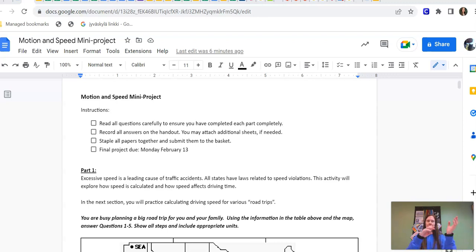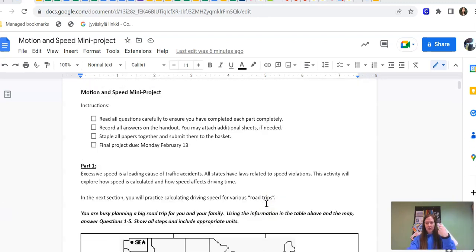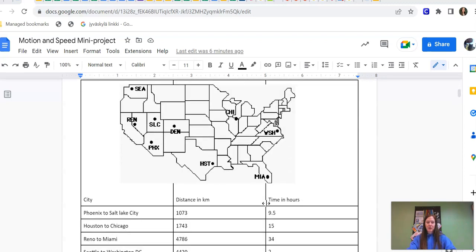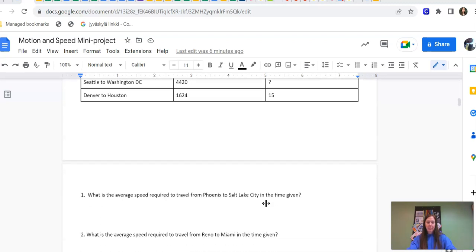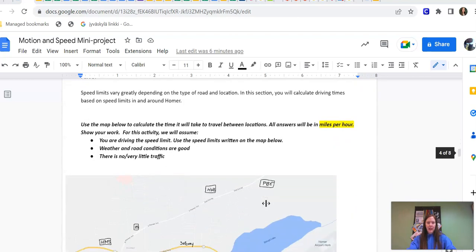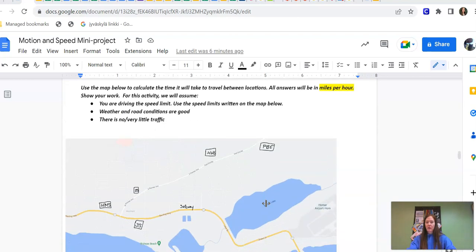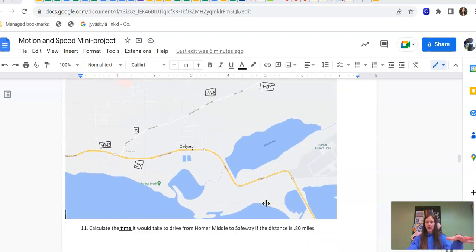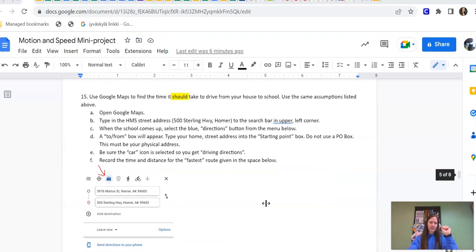So this project has three components to it, and you see this in front of you here on the screen. You should also have the same thing if you want to follow along. One is some practice calculating speed, distance, and time, because that's what we've been working on. The first two parts, one with the map, the second part with the graph, and then the third part with driving around Homer, all have to do with calculating speed, distance, and time. So you're using that same formula we've been using. Should be pretty easy, I think.